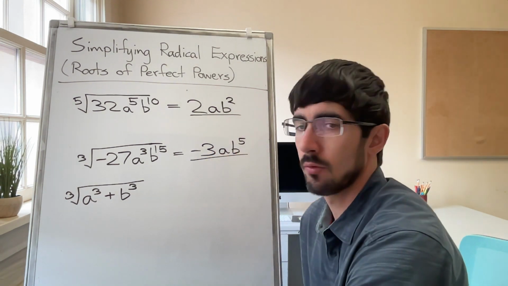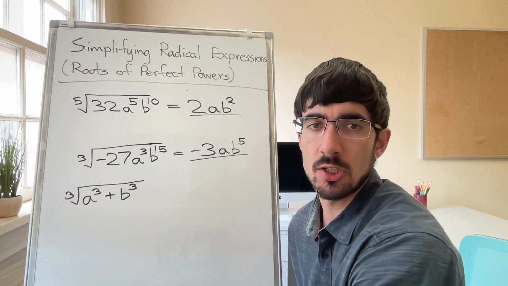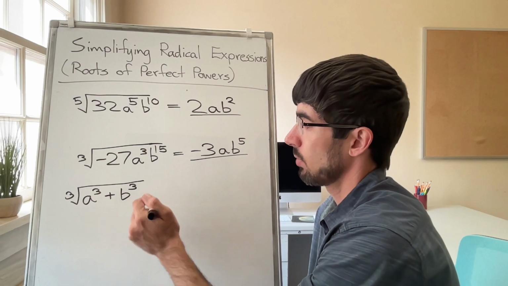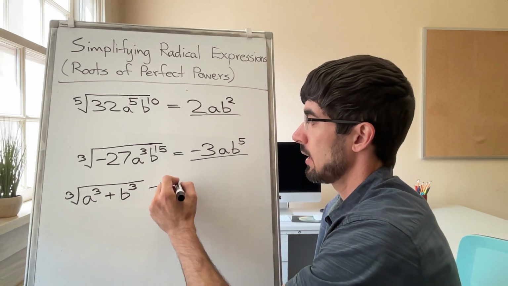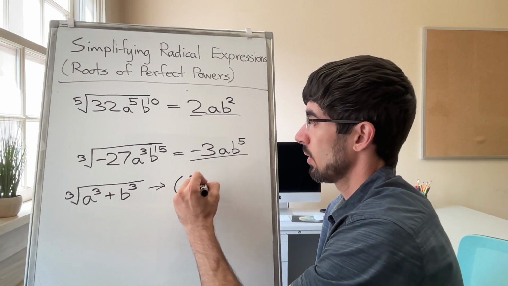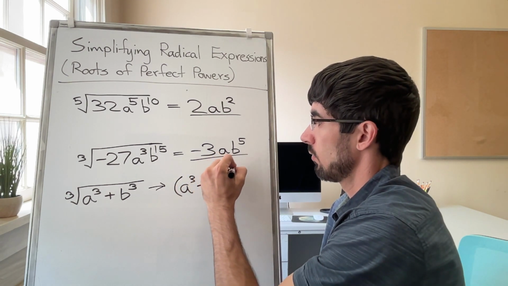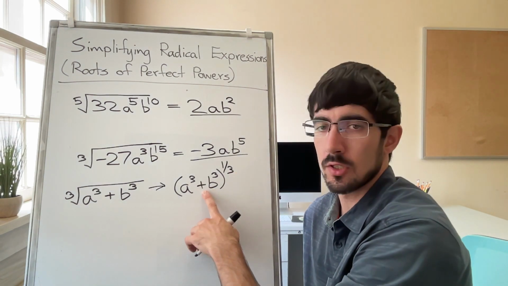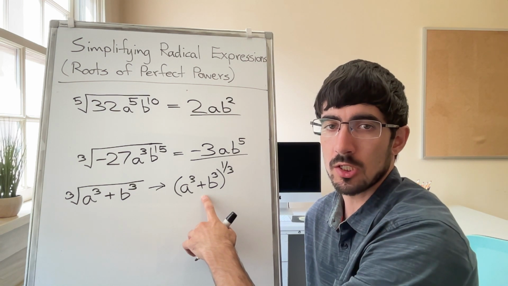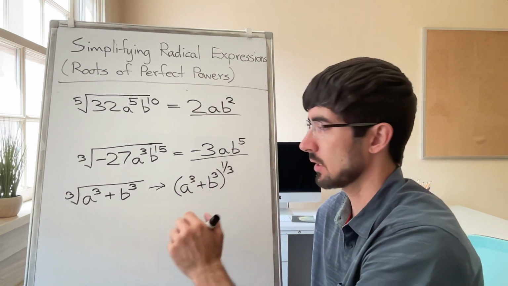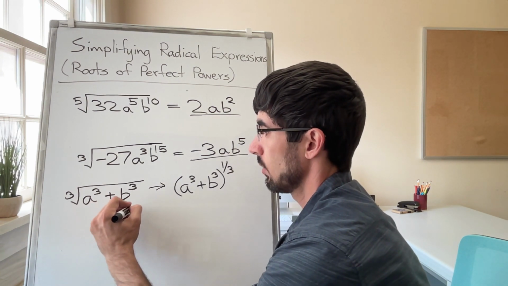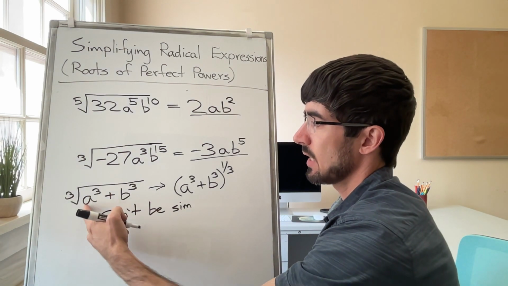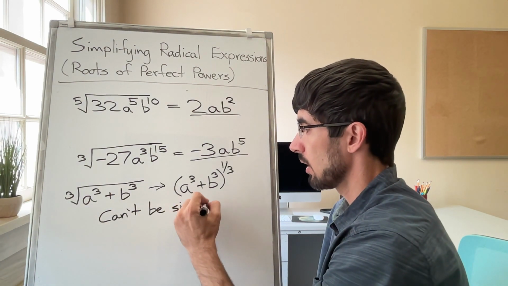Here's our cubed root. Now what about if there's addition or subtraction inside the radicand? Like in this example, I have the cubed root of a cubed plus b cubed. If I rewrite that in exponential form, I have a cubed plus b cubed to the power of 1/3. But we've already discussed the fact that exponents don't distribute across addition or subtraction. There's no way to simplify an expression like this. This cannot be simplified. So it might be tempting to say that this cubed root is just a plus b, but it's actually not the case.